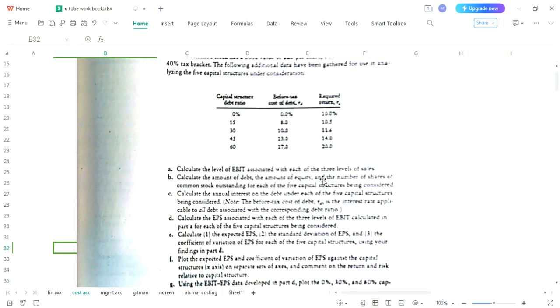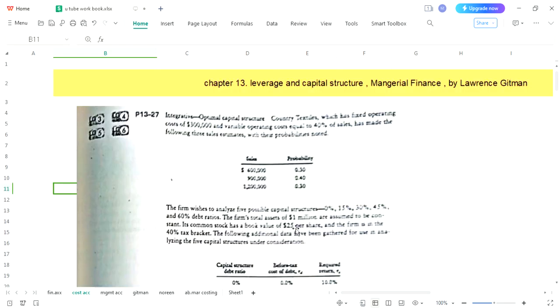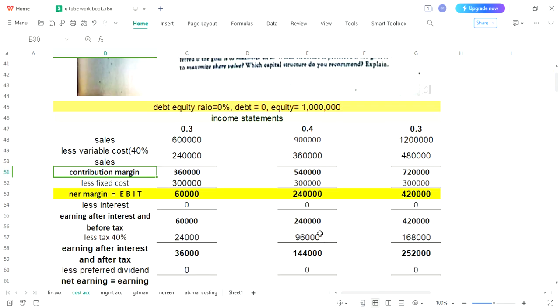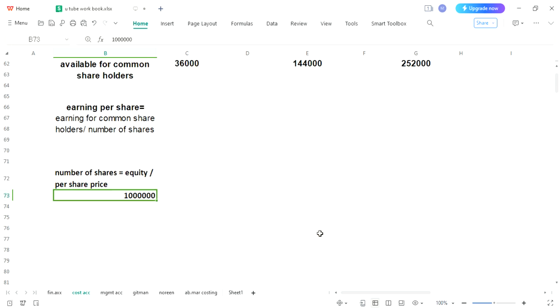Let's go back to the question and look over here. Common stock has a book value of 25 per share. So per share price is also present over here. Simply you will divide it with 25. Statement has been completed. We are now open to put it on our calculator. Simply what you will do, write 1 million and divide it with 25. So you have got your number of shares.